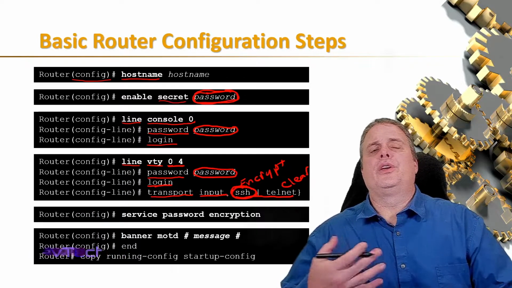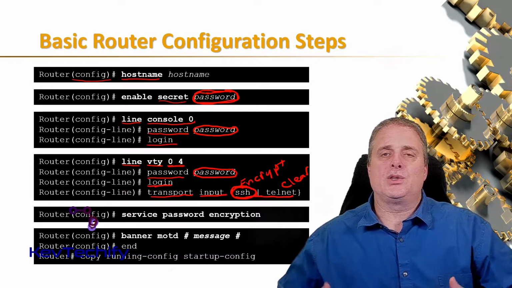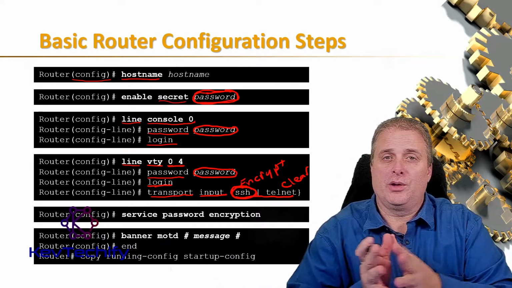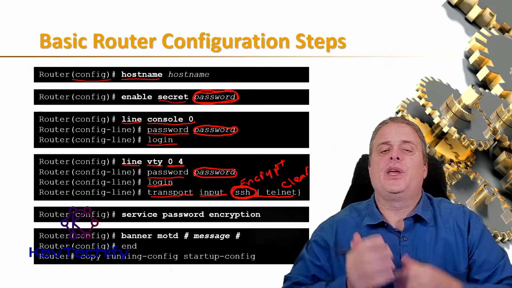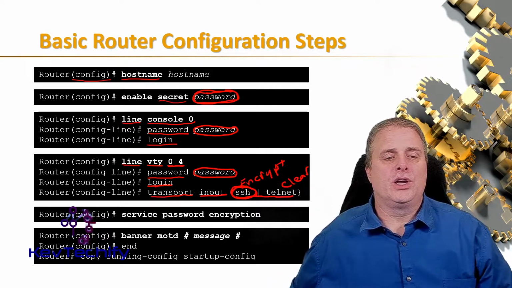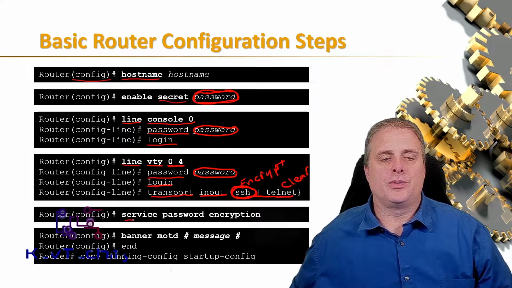Now, as you go through the configuration, sometimes you enter in a password. The Cisco router will store that password in clear text. So anybody who looks at your configuration file will be able to see your password. You can encrypt all of your clear text passwords with the service password encryption.